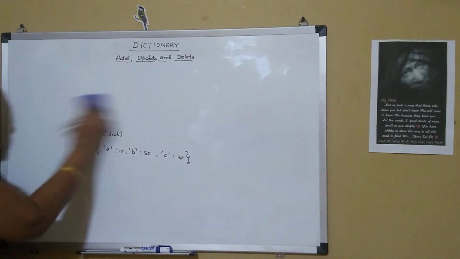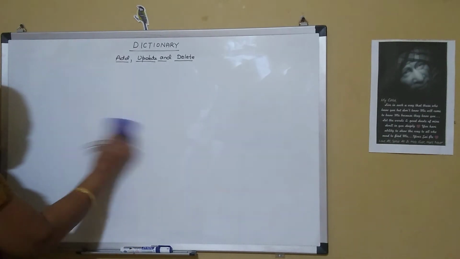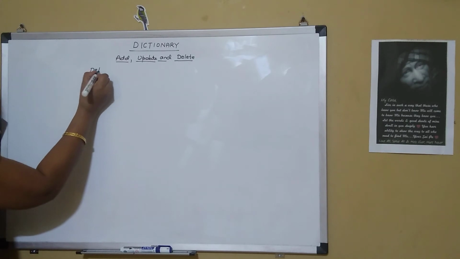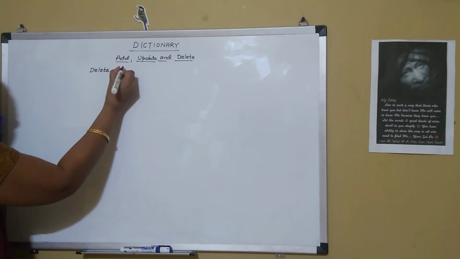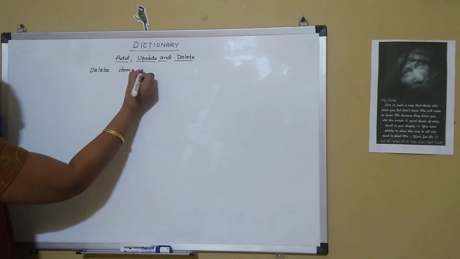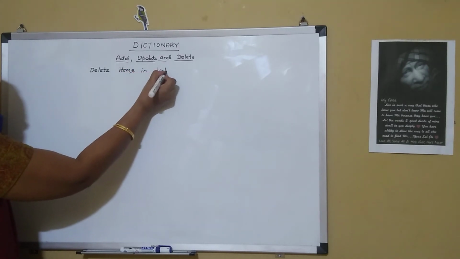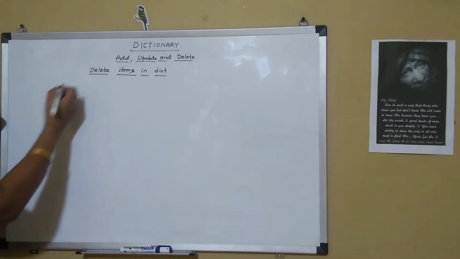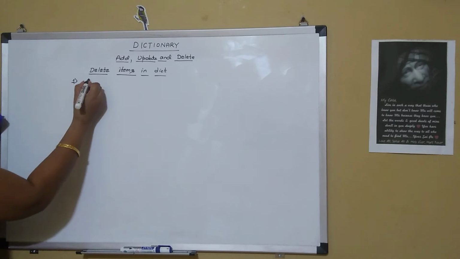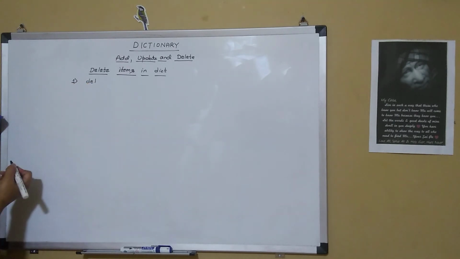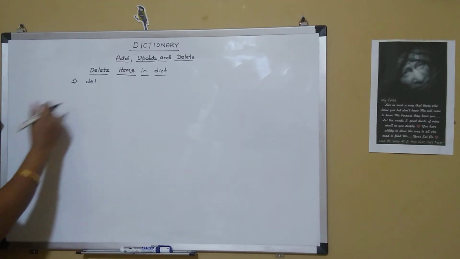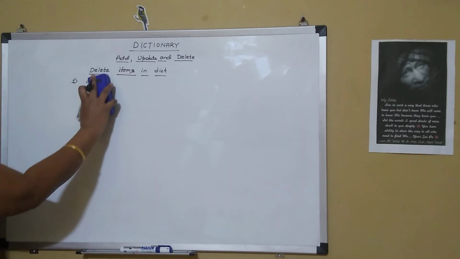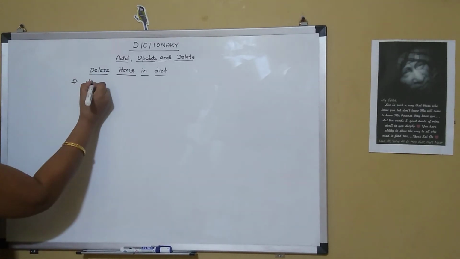After seeing addition and updation, now let's go for the deletion part: how to delete items in a dictionary. For deletion, we have two methods. The first method is with the del keyword, and the second method we will discuss later.